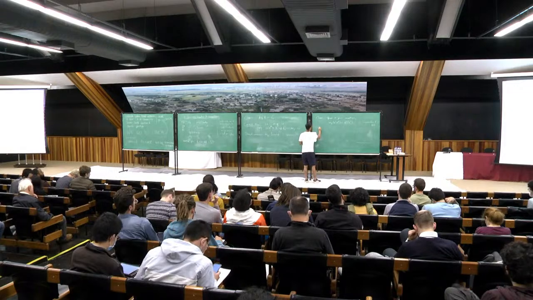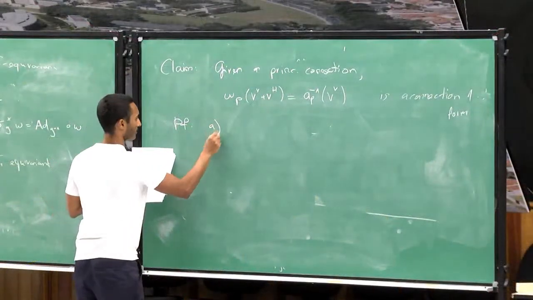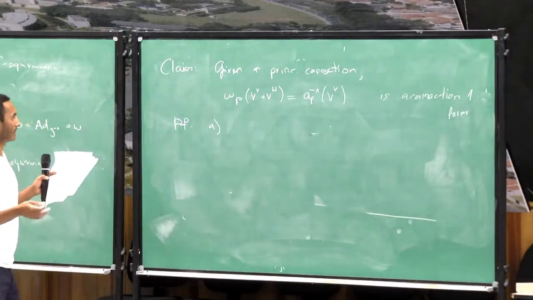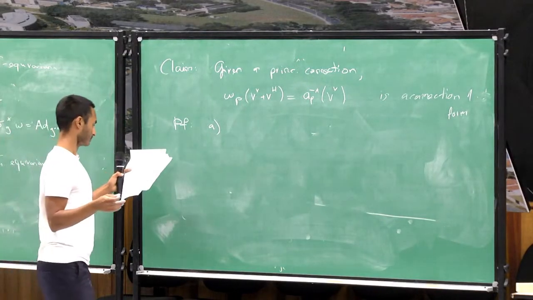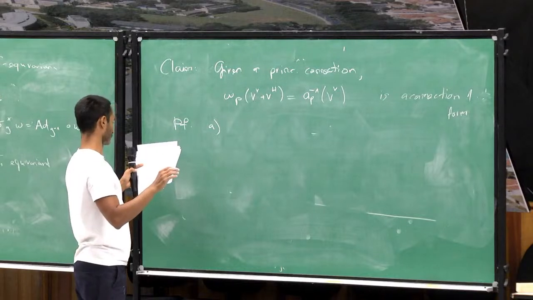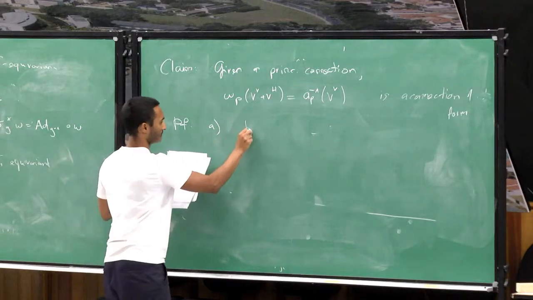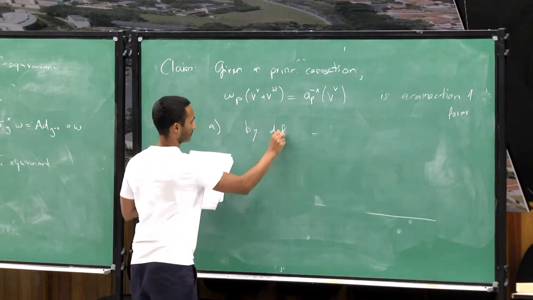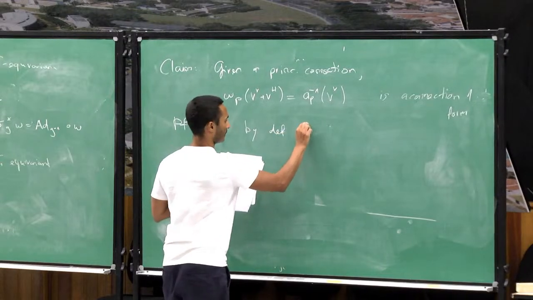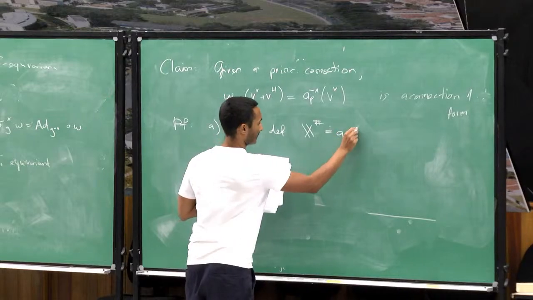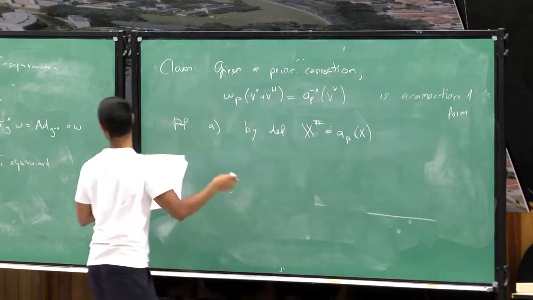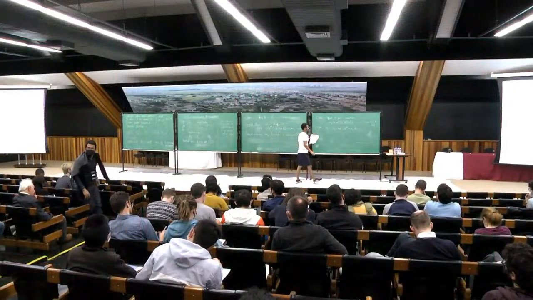A is satisfied essentially by definition. By definition, we have that X is given by A_p of X, and therefore this condition follows directly.